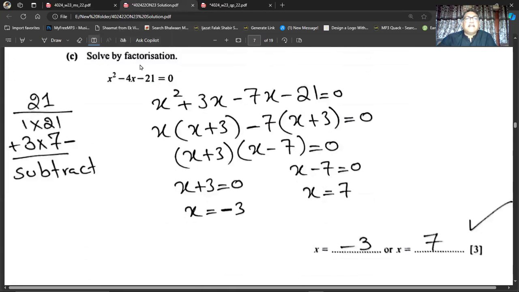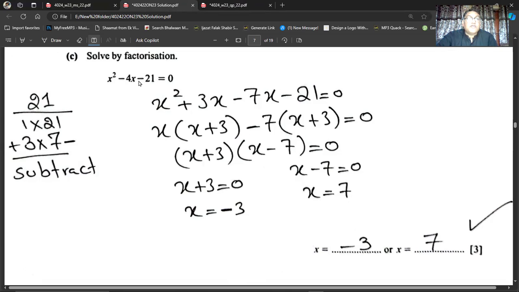So when I multiply the extreme terms, I get 21. So 21x squared, and I will write down the factors which give 21. So 1 multiplied by 21 gives you 21. 3 multiplied by 7 gives you 21.